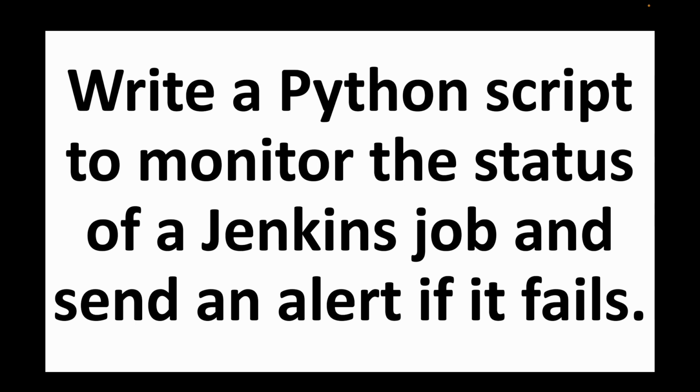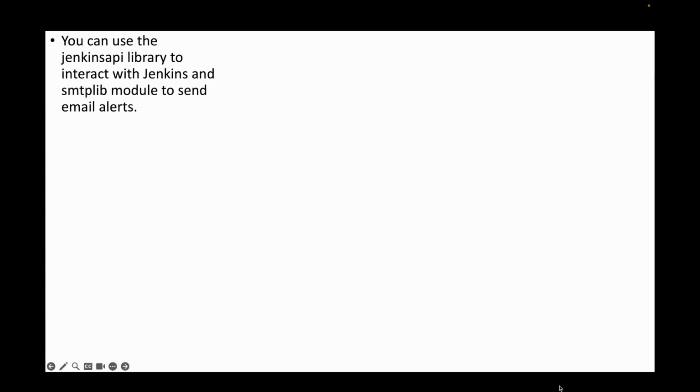The next question we have is write a Python script to monitor the status of a Jenkins job and send an alert if it fails. So for this, we will be using the Jenkins API library, which will allow our Python script to interact with the Jenkins service. And then we will be using the smtplib module to send email notifications.